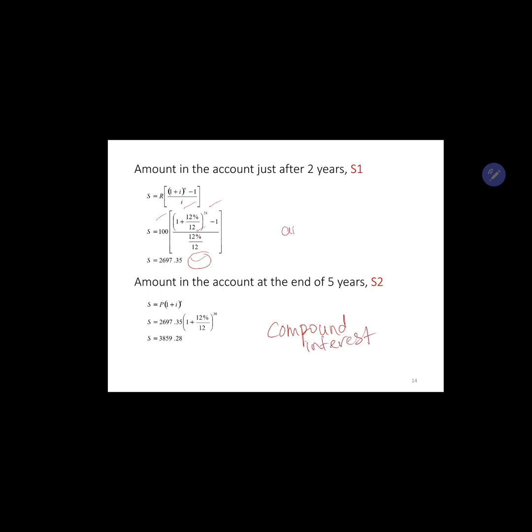This one here is annuity. Okay, why in the second part we use compound interest? Sebab we don't have R. Kita tak ada periodic payment. Kita tak ada bayaran berkala. Kita tak ada masuk RM100 yang every month ke every day tu dah. Kita biar je. So that's why dia jadi compound interest.